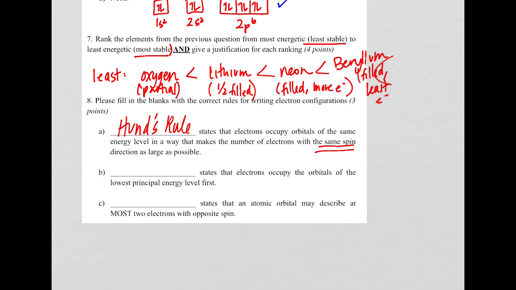Next, part B says that blank states that the electrons occupy the orbitals of the lowest principal energy level first. This is Aufbau's principle. And finally, it says blank states that an atomic orbital may describe at most 2 electrons with opposite spin. That is Pauli exclusion principle.